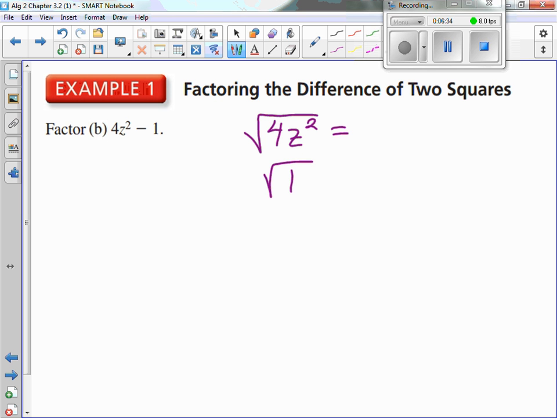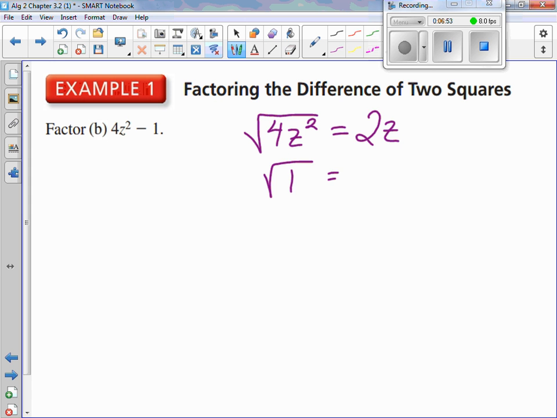Well, square root of 4z squared. The square root of 4 is 2. Square root of z squared is just z. Now, if you were wanting to plug this in, you can't plug z squared into the calculator. The calculator has to have a value for any variable plugged in. So we can't do that.